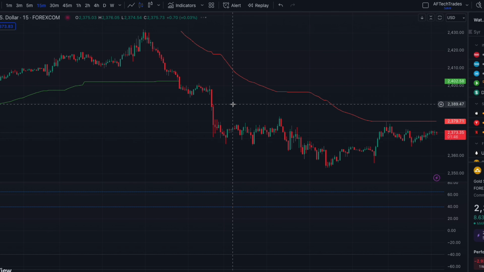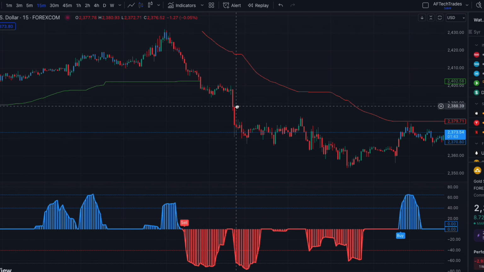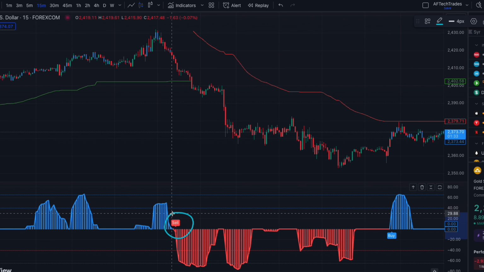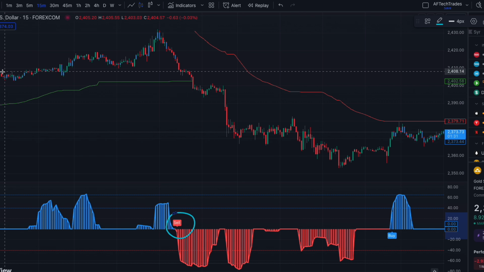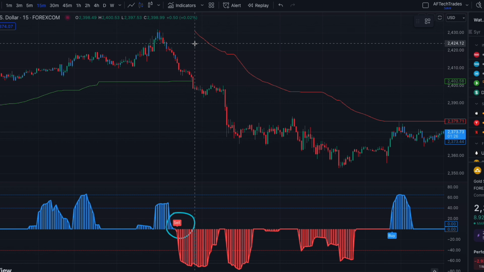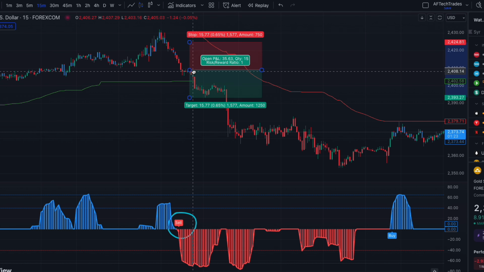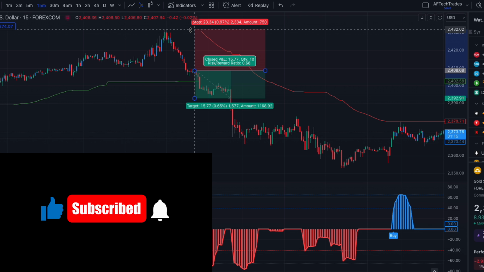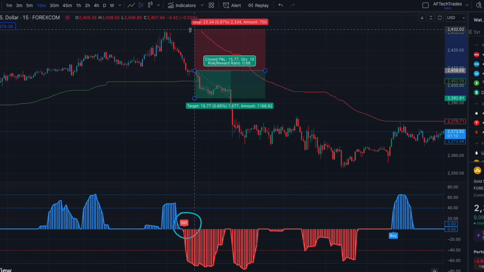So here we are on our 15 minutes time frame. You can see a sell signal triggers here. So we can take a short just right here, around this side. And our stop loss must always be above the red line. It must always be above the red line.